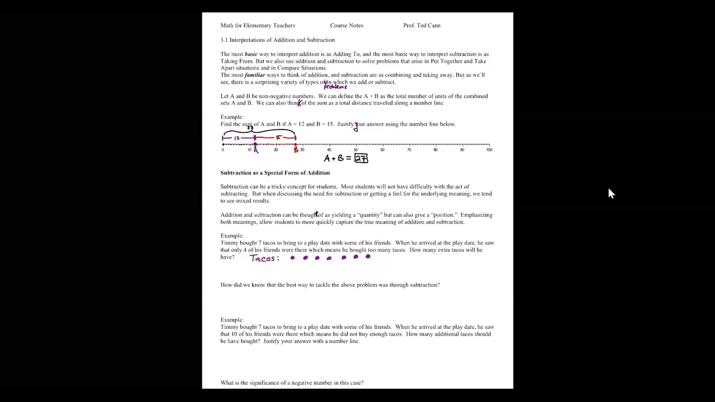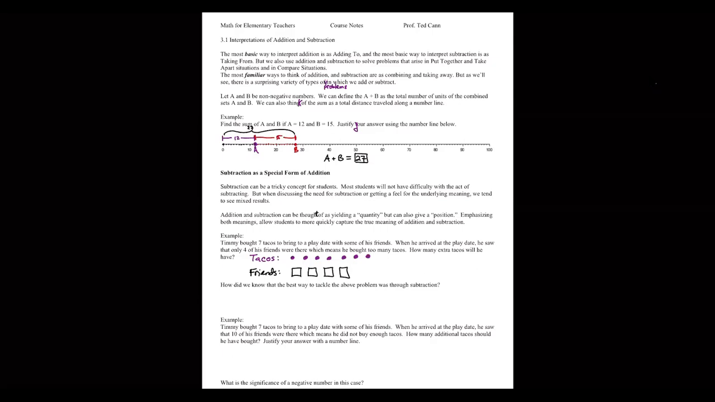Now we have friends. We want to know how many extra tacos he will have. Well, he's only got 4 friends there, so each one of those friends is going to get a taco. There's an underlying assumption here, and sometimes you want to spell that out for the students: they're only getting 1 each in order to keep it fair.